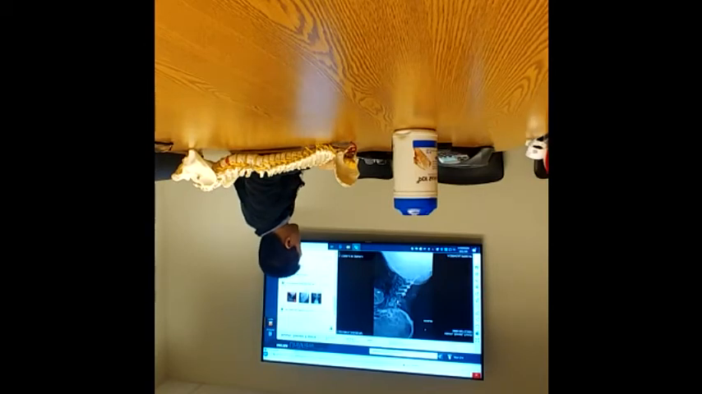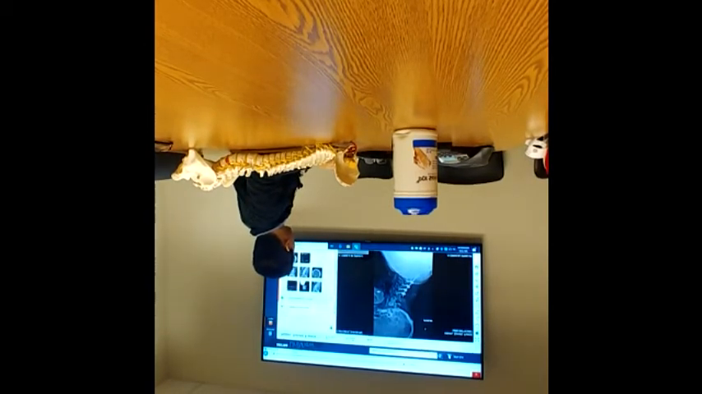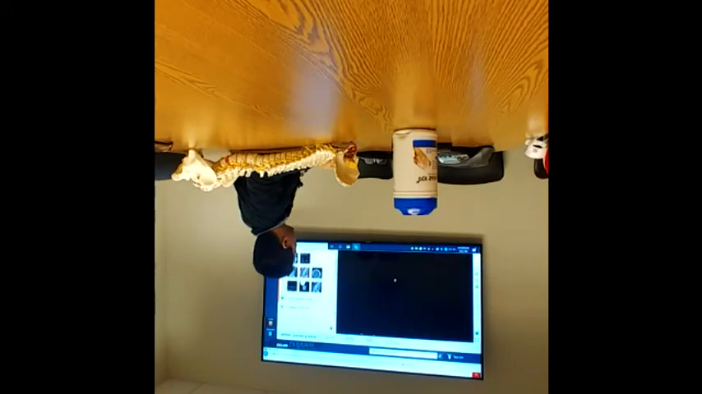This is the first neck bone, second neck bone. So we're going to count back to the CAT scan over here.